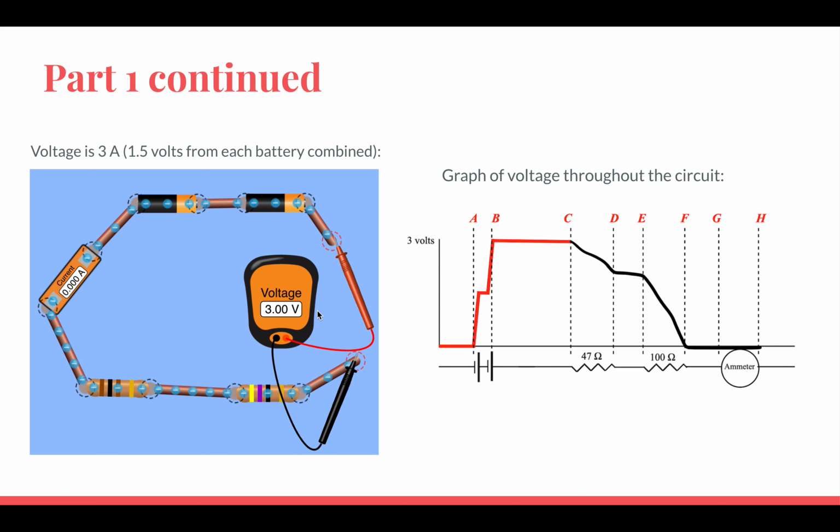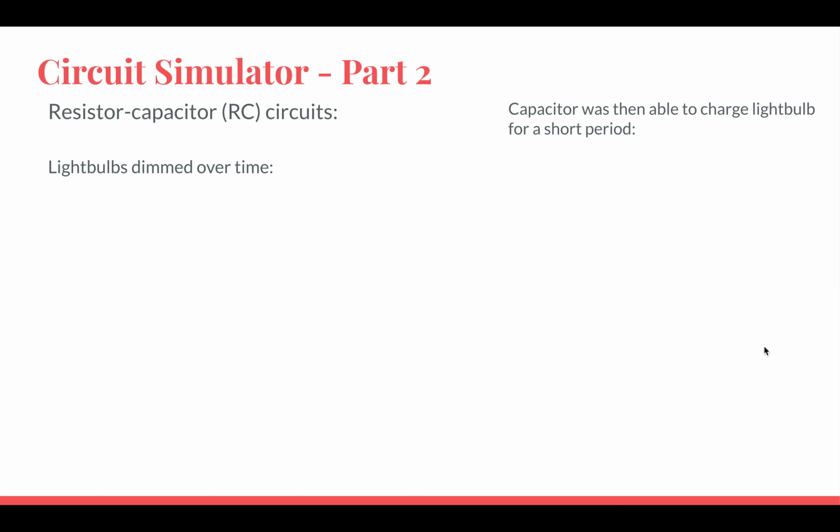Continued, we can just double check that the voltage is 3, and you basically just add up the 1.5 volts from each battery here. And then here's a graph of the voltage throughout the circuit. So this is the voltage going up from the batteries, and then it stays the same until it hits the first resistor, and then this is hitting the second resistor, and then it goes back to 0.